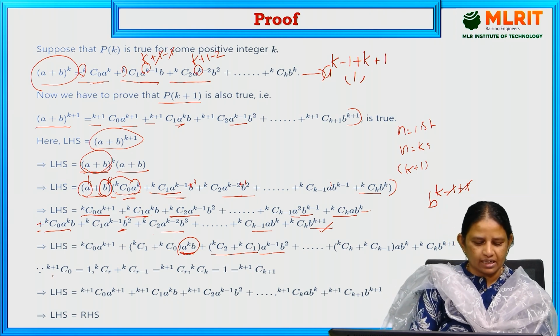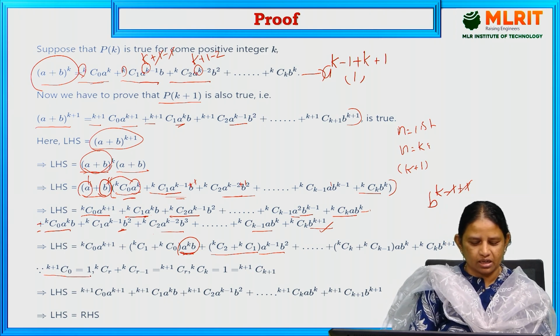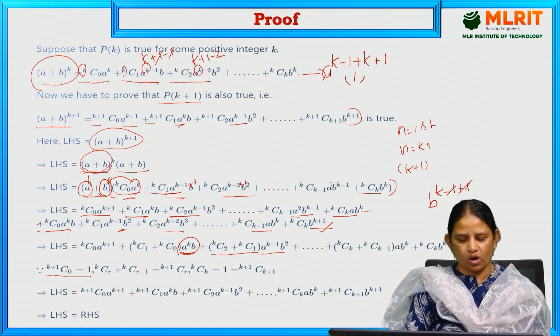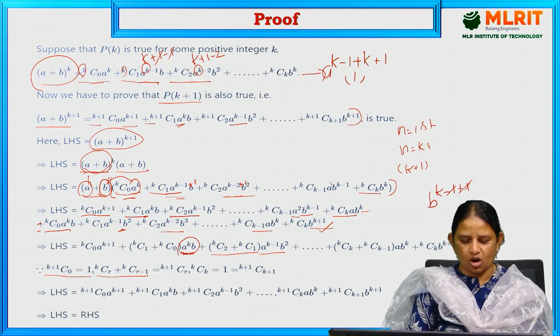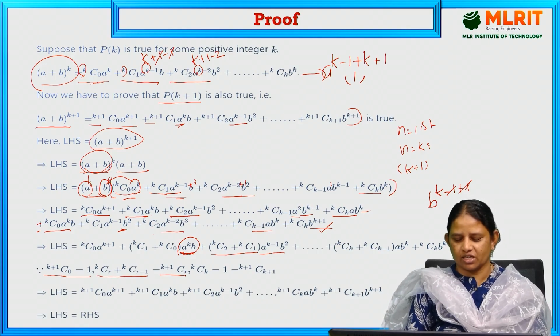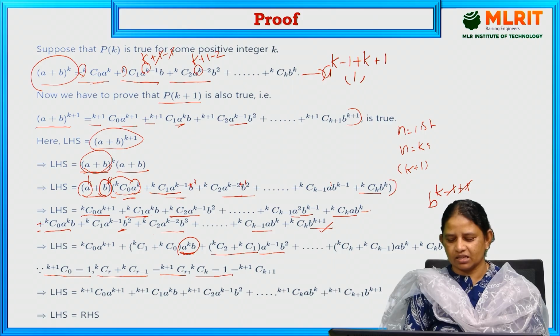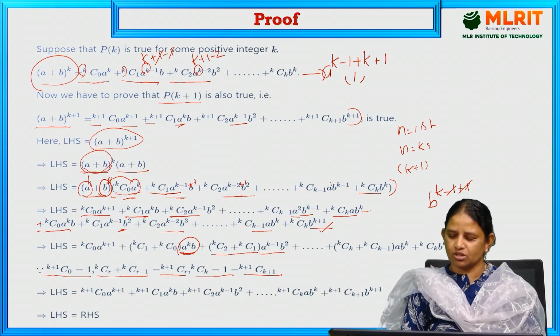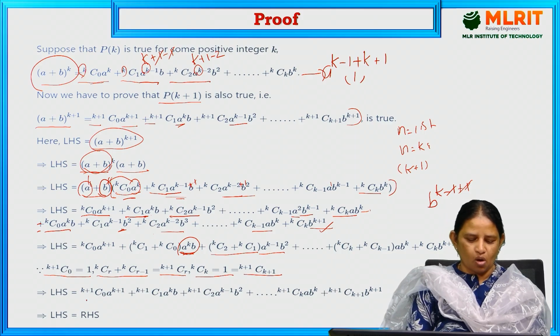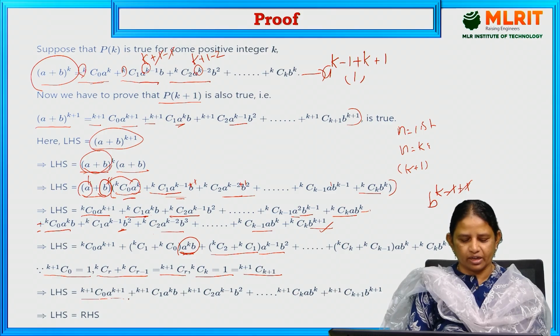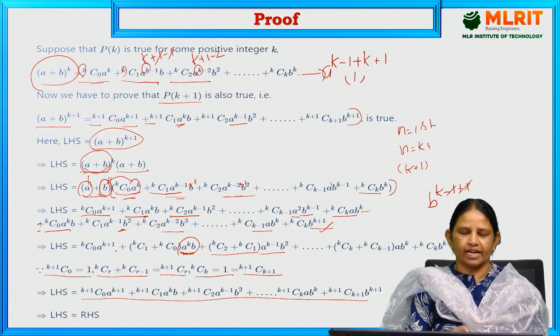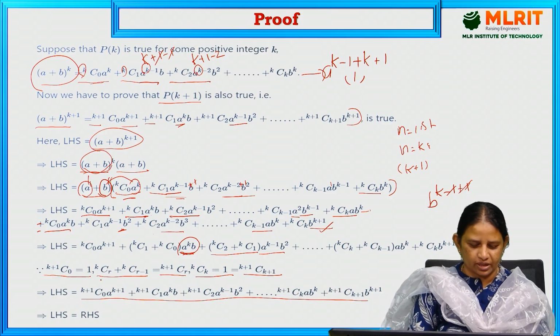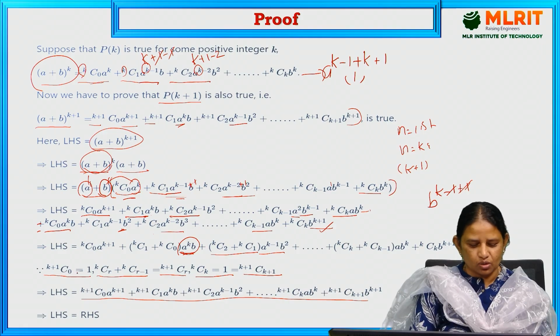So we know that k plus 1 c naught is equal to 1, and kcr plus kcr minus 1 is equal to k plus 1 cr. kck is equal to 1, and k plus 1 ck is also equal to 1. Substitute all those values, then we are going to get the remaining terms. After expanding the remaining terms, kc naught is 1, so kc naught to k plus 1 c naught is 1.